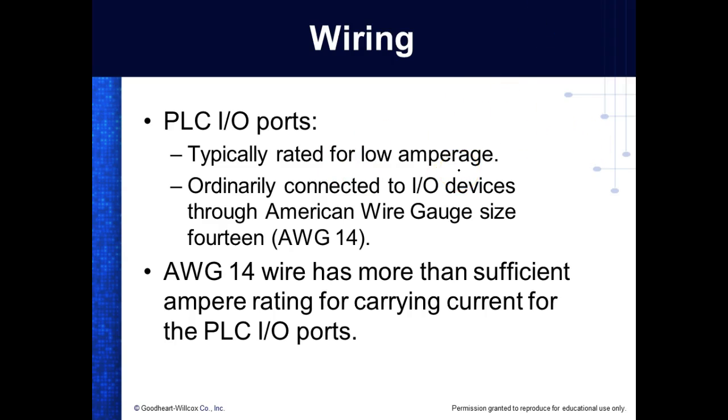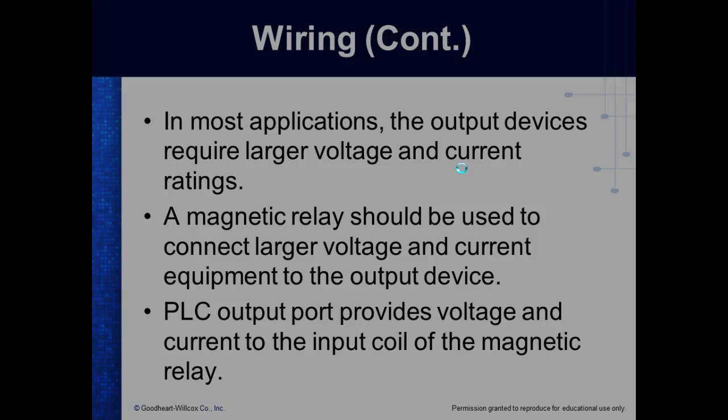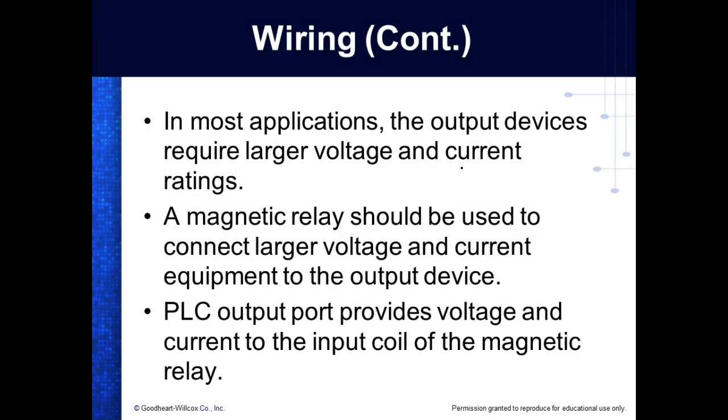I've never seen 14 gauge wire used. That's pretty big wire. In most applications, output devices require large currents and large voltage ratings. A magnetic relay should be used to connect large voltage and current equivalent to the output device. So what we do is we use the output port to energize the relay, and then we use the contacts on the relay to run the load. So we're going to see a lot of relays.